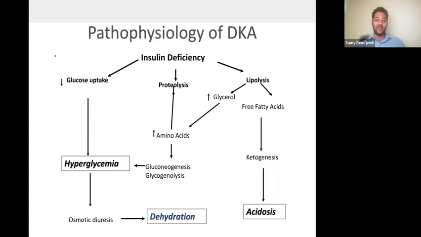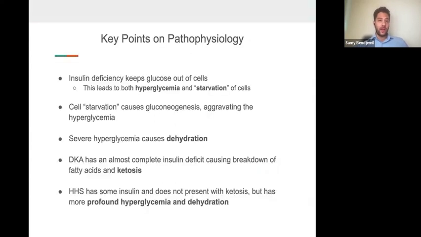Okay. So acidosis and dehydration are two hallmarks of the pathophysiology of diabetic ketoacidosis. As I touched on, some of the key points of this pathophysiology: insulin deficiency keeps your glucose out of the cells, leading to both hyperglycemia and starvation. The cells experiencing this starvation start stimulating gluconeogenesis, so you get worsening and aggravation of your hyperglycemia. And this severe hyperglycemia then causes dehydration, which causes some of the end effects in terms of altered mental status.